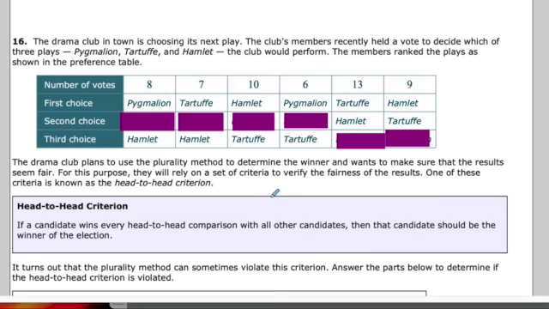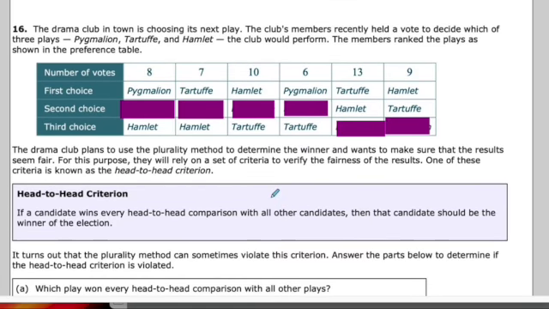All right, last one here. We're looking at the drama club, trying to choose some plays. We're using the head-to-head criterion initially, and then we're going to use something else. Let's find out. These are the three plays: Pygmalion, Tartuffe, and Hamlet. These are Shakespearean and some Greek tragedies. Now, the drama club plans to use plurality.